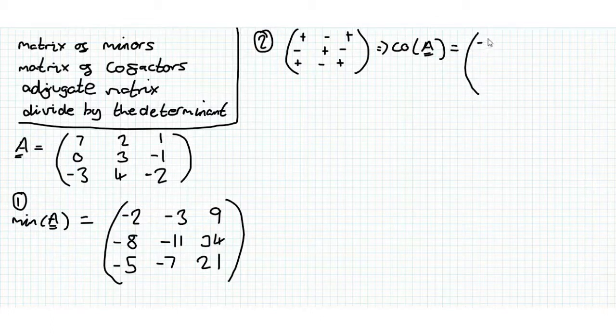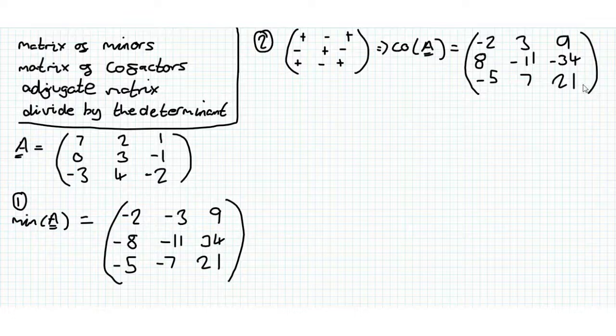So minus 2 stays the same. The 3 changes sign. The 9 stays the same. The minus 8 changes sign. The minus 11 stays the same. The 34 changes sign. The minus 5 stays the same. 7 changes sign, and 21 remains the same.